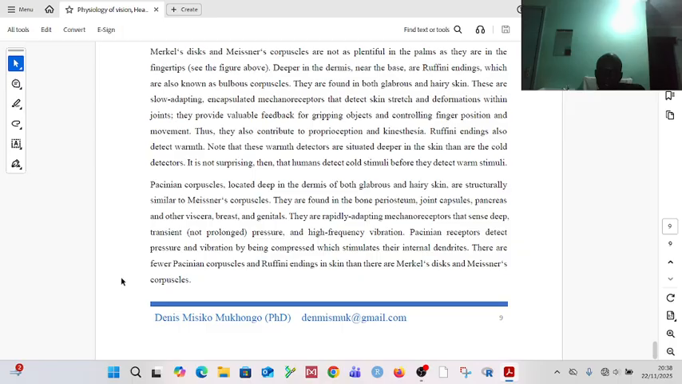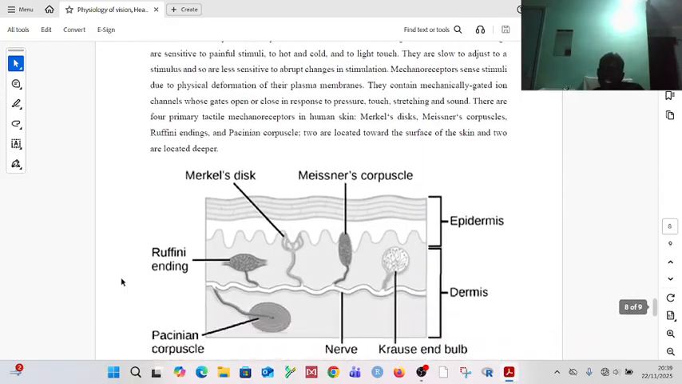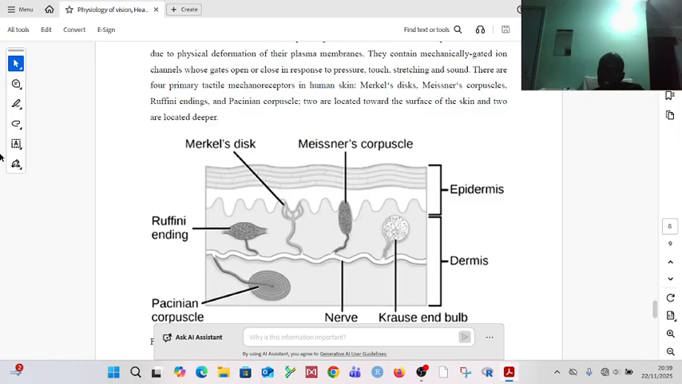What is important is that there are fewer Pacinian corpuscles and Ruffini endings in the skin, but there are more Merkel's discs and Meissner's corpuscles. So how you perceive anything that touches you is a factor of those four mechanoreceptors. Is it a Merkel disc? Is it a Meissner's corpuscle? Is it a Pacinian corpuscle? Or is it a Ruffini ending? Look at this diagram on page 8. It will show you where they are located.